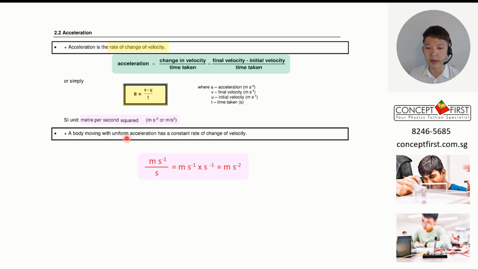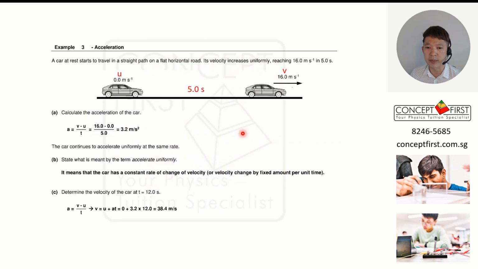Now this part here, in your syllabus, they may ask you what does it mean when something is undergoing uniform acceleration? So if acceleration is the rate of change of velocity, a uniform acceleration therefore means a constant rate of change of velocity. So the change in velocity is a fixed value every second. Let's look at one example, example 3.